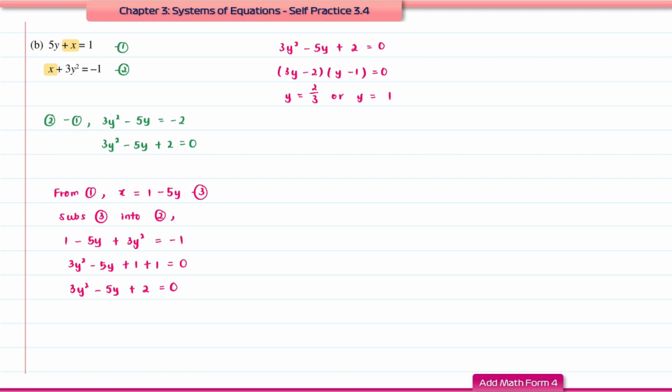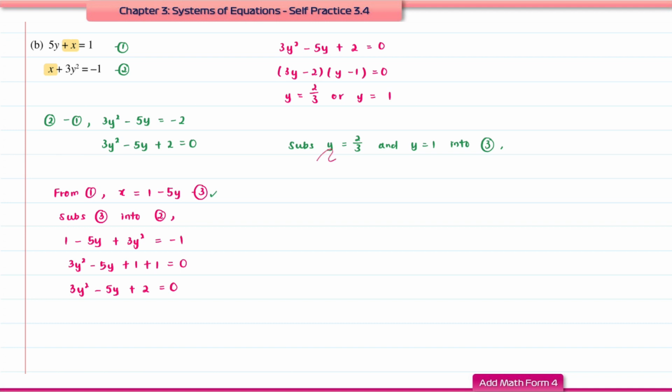So y is equal to 2 over 3, or y is equal to 1. Alright, now we're going to find the value of x. I'm going to substitute y equal to 2 over 3 and y equal to 1 that we found. Here I'm going to substitute it into equation 3 from the substitution method, because x has been made the subject of the formula.